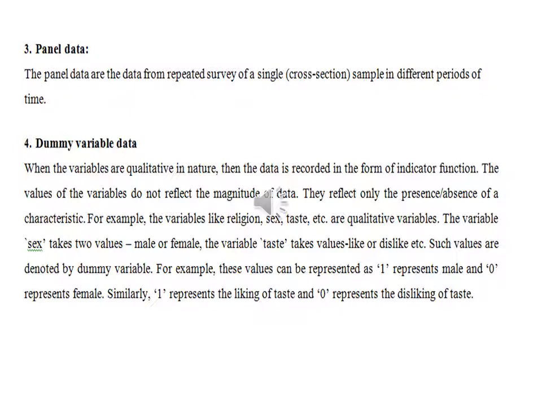For example, variables like region, sex, and taste are qualitative variables. The variable sex takes two values, male or female. The variable taste takes like or dislike. Such variables are denoted by dummy variables. For example, these values can be represented as 1 for male and 0 for female. Similarly, 1 represents like and 0 represents dislike, and so on.